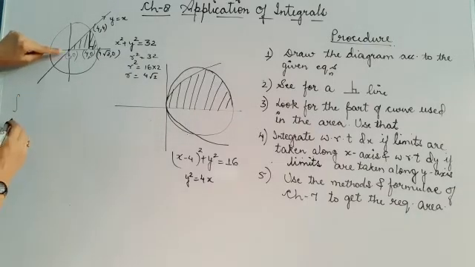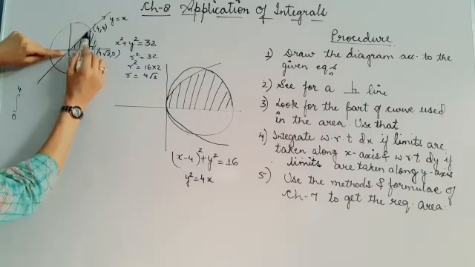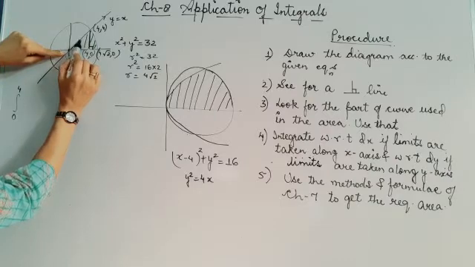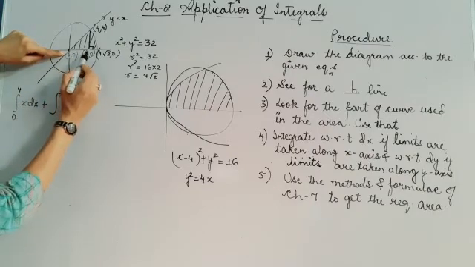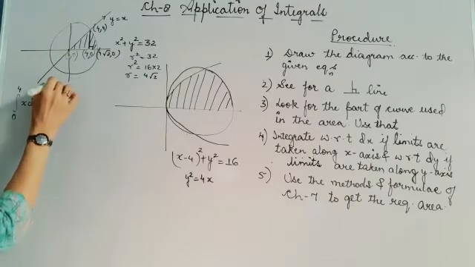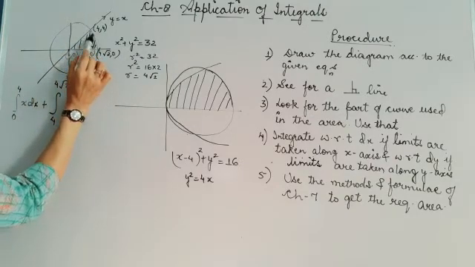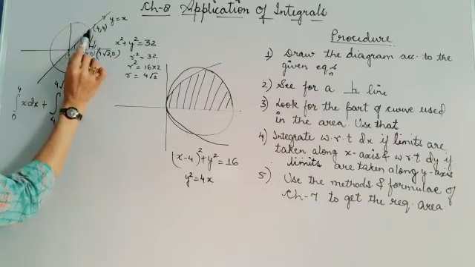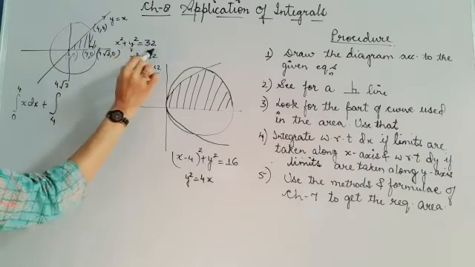Now you can frame the integration like this. That means you are moving from 0 to 4, and to find out this area you are using the equation of line. So I'll be using y equal to x, that means integration of x dx, plus integration. Now you are moving from 4 to 4 root 2, and to find out the area of this region you are using part of the curve, so you will be calculating your function from here.